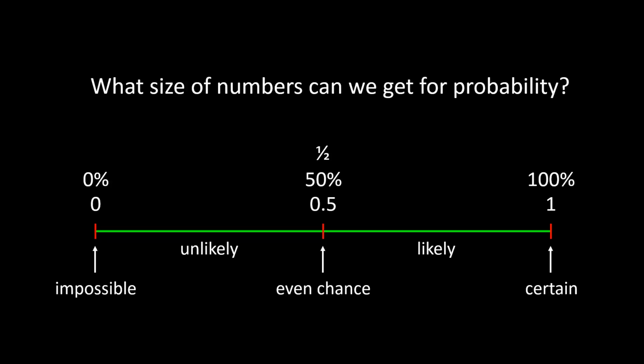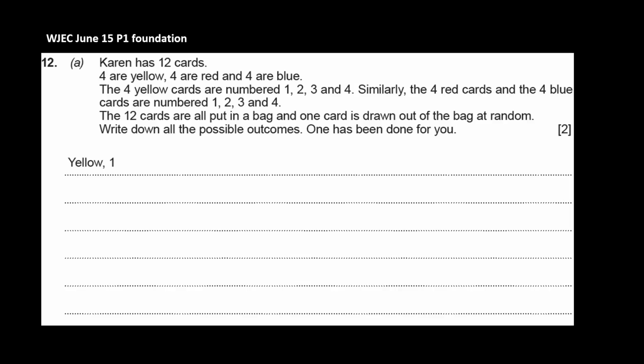Right in the middle we've got an even chance, which could be 0.5, we could also call that 50% or a half. To the left of even chance things are called unlikely. To the right of an even chance we say they are likely. And things get more unlikely as you get towards 0 and more likely as you get towards 1 on the other end. Okay, so let's have a look at some exam questions based on what we've learned.